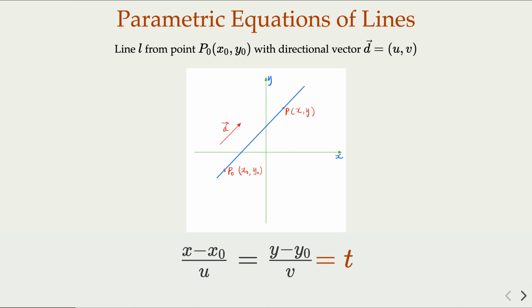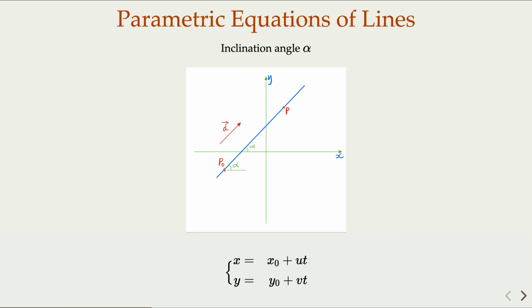Now with this setup, we can express the coordinate of x, y on the straight line in terms of x0, y0, and t. That is like this. This is called the parametric equation for straight lines. Another common form of this parametric equation is if, instead of the direction vector u, v, we're given the angle of the straight line with the x-axis. We call it the inclination angle. Let's call it alpha.